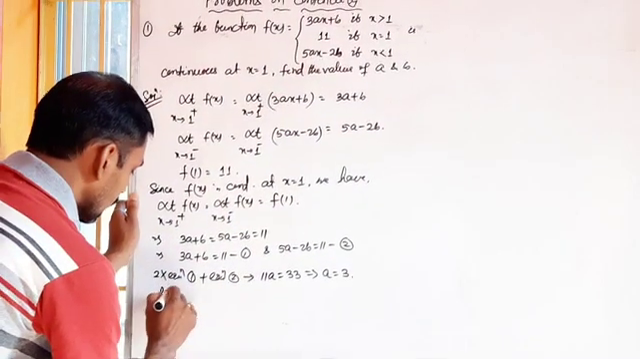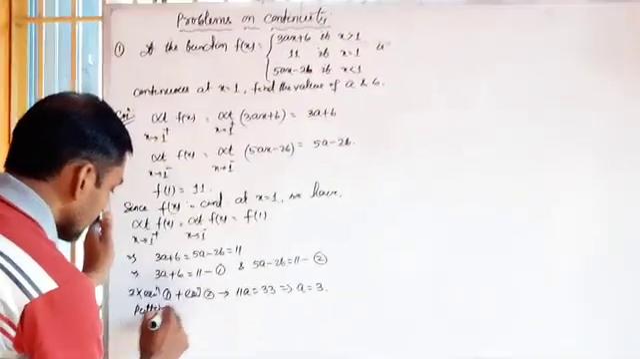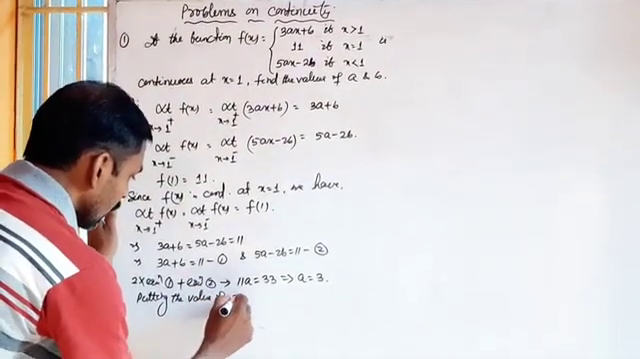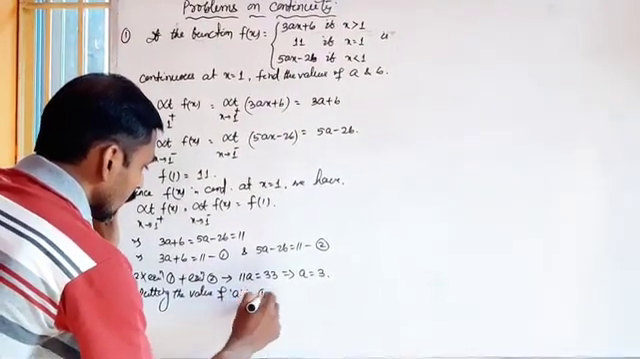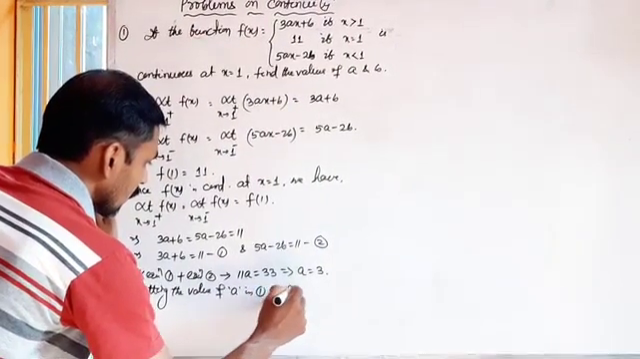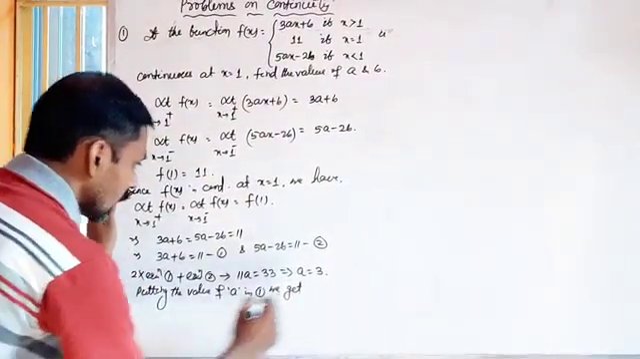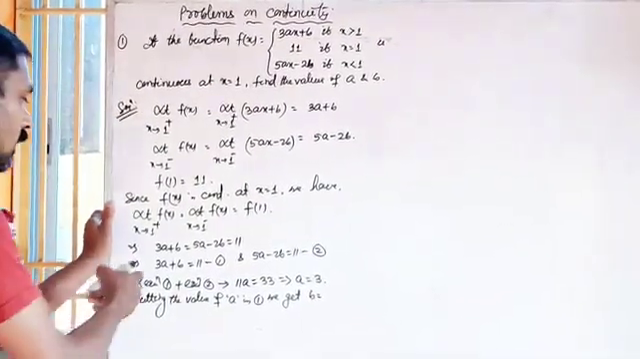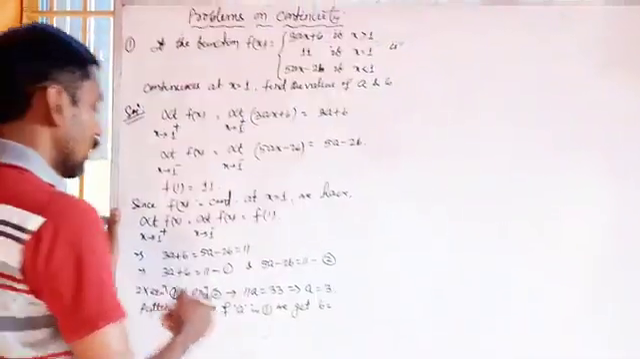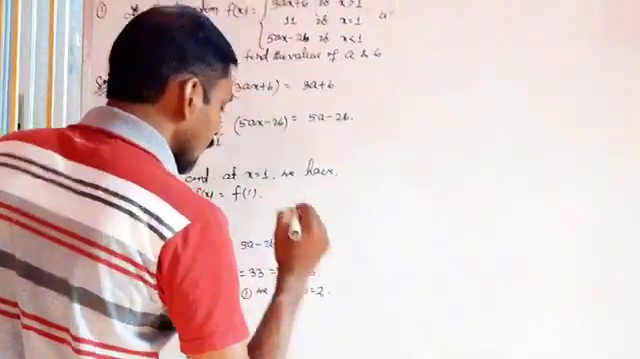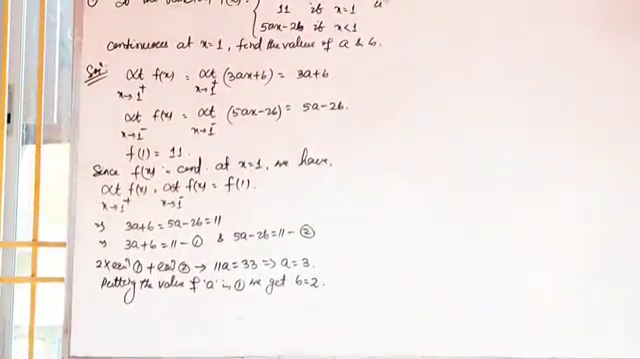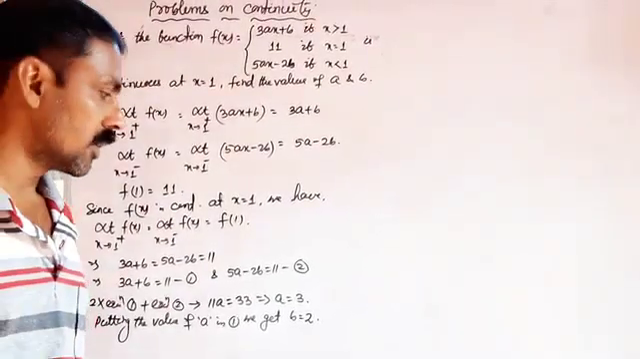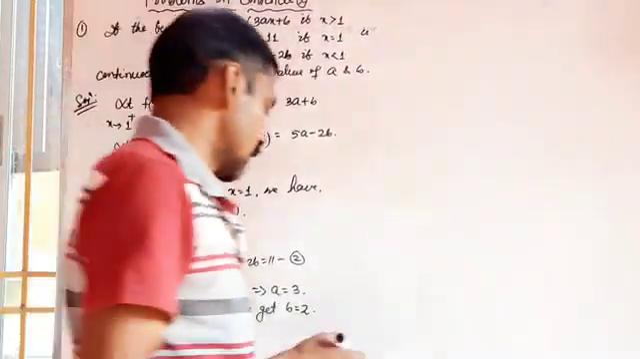Then putting the value of a in equation 1, we get b equal to 11 minus 3a, and a is 3, so 3 threes are 9. So b equal to 11 minus 9 equal to 2. So these are the values of a and b if this function is continuous. Okay.